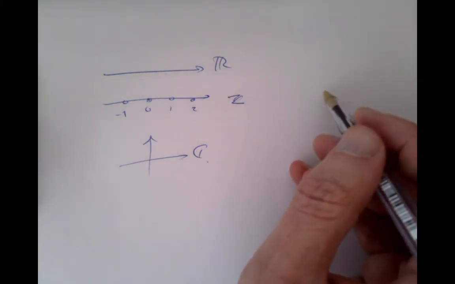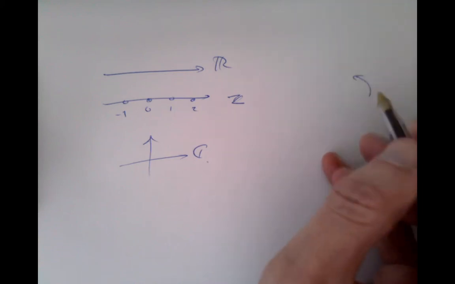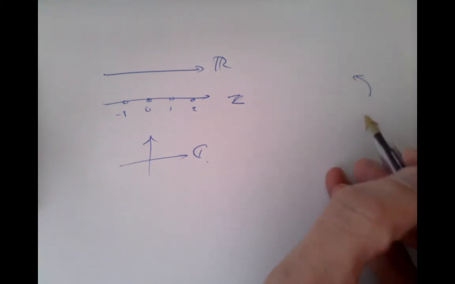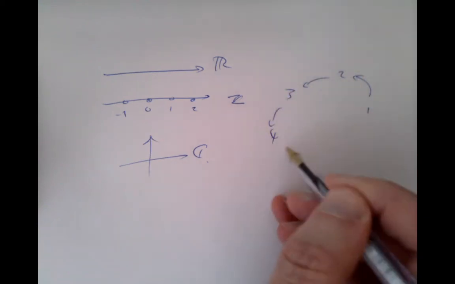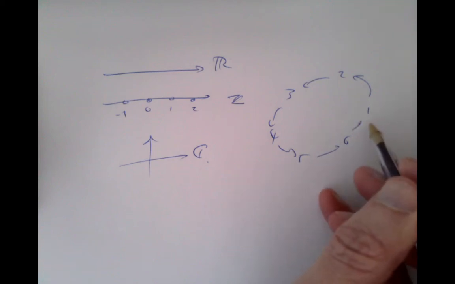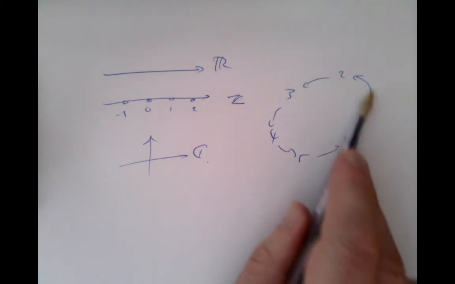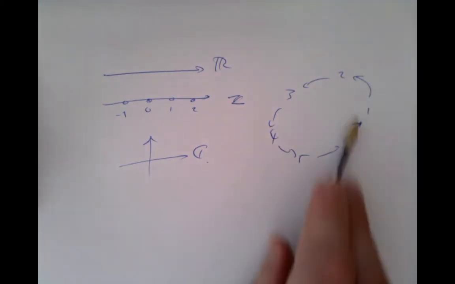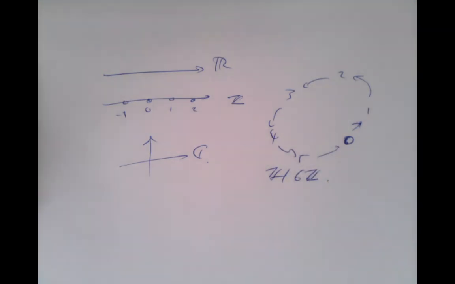If we wanted to think about the integers modulo an integer, we could consider 1, 2, 3, 4, 5, 6. Let's put 0 there. So this is the integers mod 6. Okay, so this will be Z mod 6Z, for example, as a kind of picture.